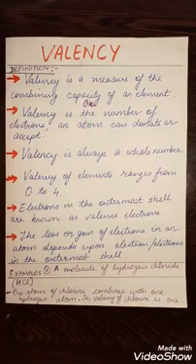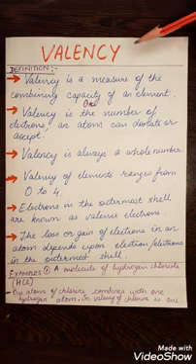Now let us understand what is valency. Students, we have learnt earlier that atoms combine with each other to form molecules. But how do they combine? How can we know the number of the atoms of an element that will combine with one atom of another element? This is determined with the help of the valency.